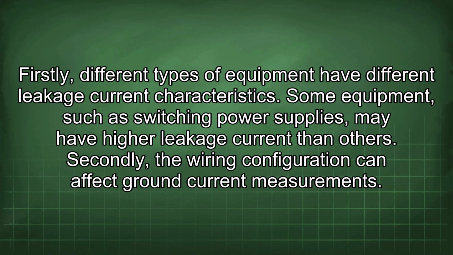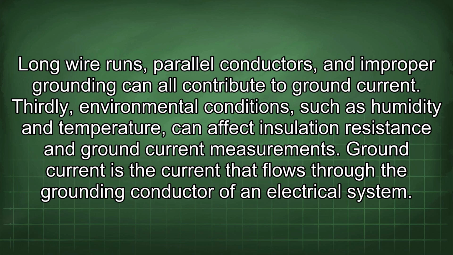Secondly, the wiring configuration can affect ground current measurements. Long wire runs, parallel conductors, and improper grounding can all contribute to ground current. Thirdly, environmental conditions, such as humidity and temperature, can affect insulation resistance and ground current measurements.